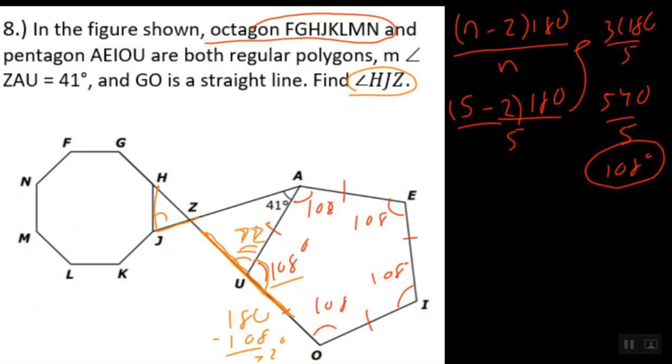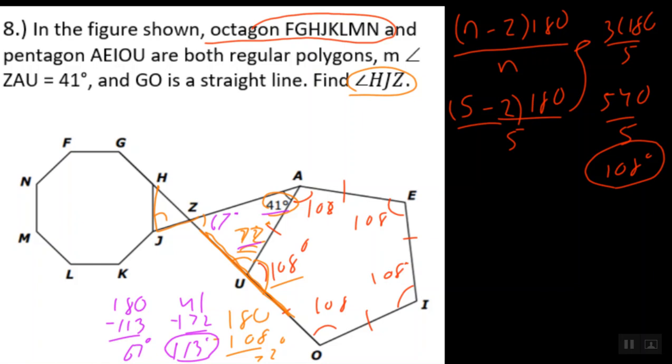Now from here, guys, also notice we have this 41, and we have that angle right there. Well, what do we know about three angles of a triangle? Three angles of a triangle add up to 180. So I can do 41 plus 72, which will give me 113 degrees. I can then do 180 minus 113, and I will get 67 degrees. So now we have that angle right there, 67.